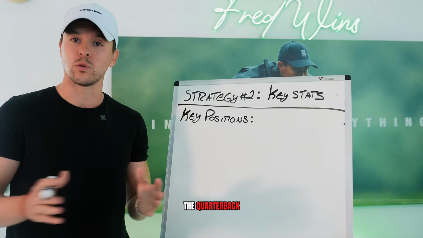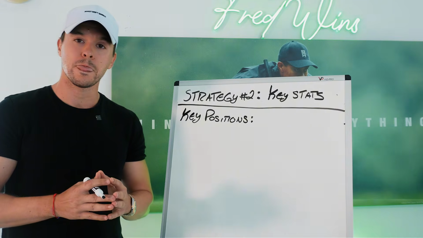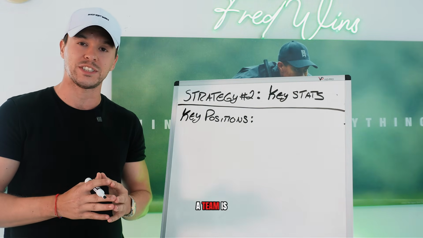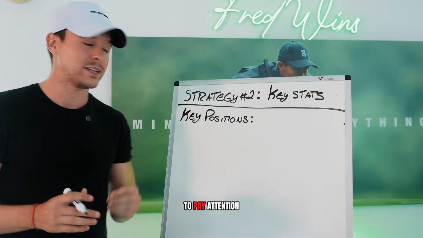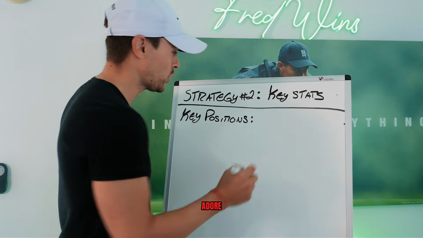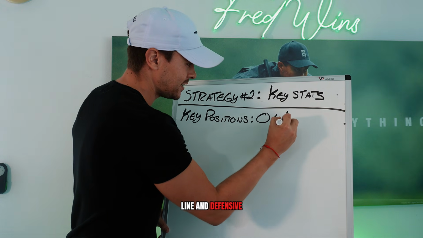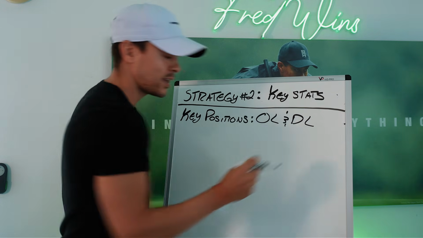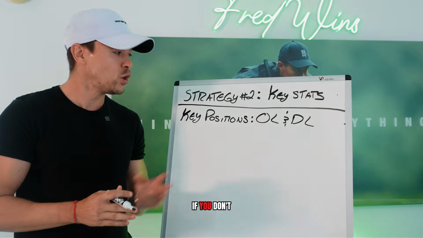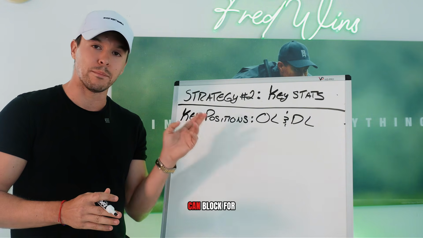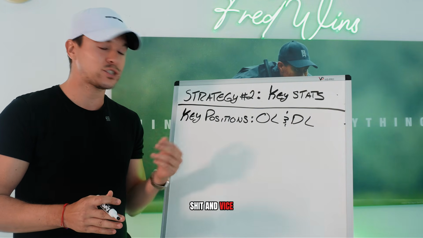Now, other than the quarterback, what is the most important position, or the key positions, that are going to reflect whether a team is good or bad long term? If you do not know this, I want you to pay attention to it because it's one that most people ignore. And that is the offensive line and defensive line. You can be the best running back in the entire world. If you don't have a good offensive line that can block for you, you are not going to do anything. And vice versa.